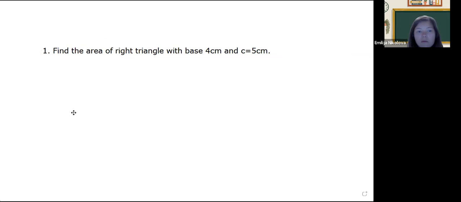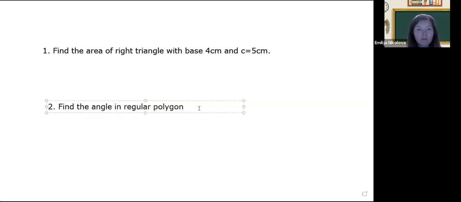The second one will be with polygons. So we need to find the angle in a regular polygon with 13 sides. So this is the first one. This is the second one. Does anyone need me to write down the formulas? I can write them down.